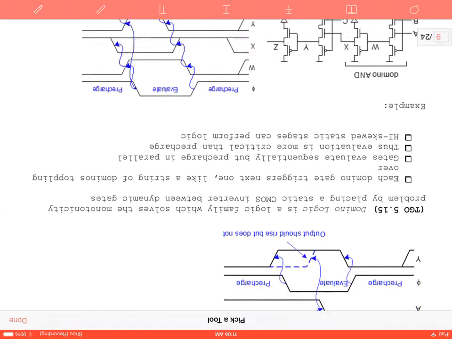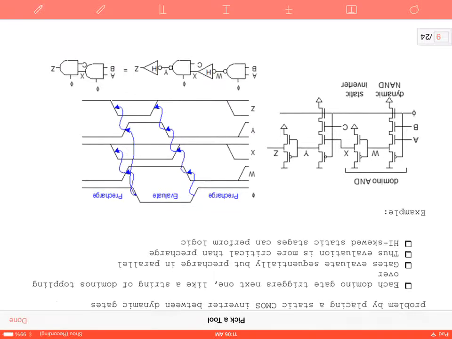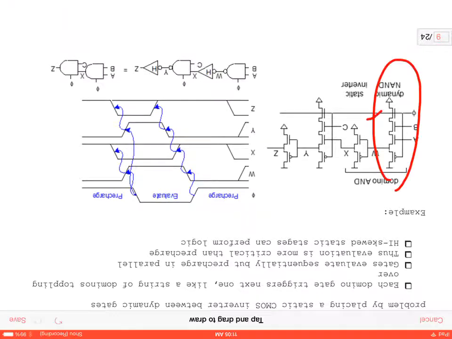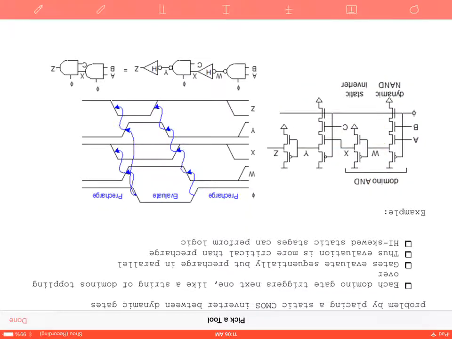So in order to eliminate that problem, we introduced this concept of domino logic, where you have the evaluation and pre-charge, with some sort of domino AND gate in series with a static inverter, and then the same thing, and they just keep going and they fall like a domino.